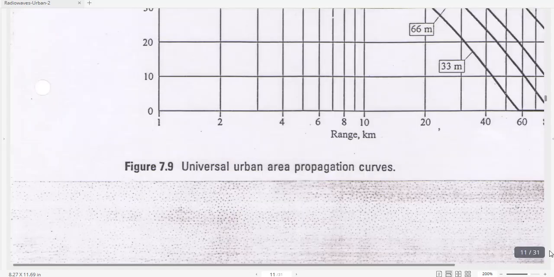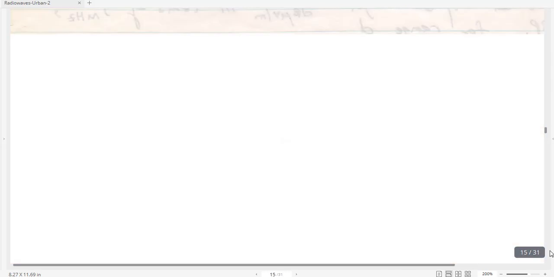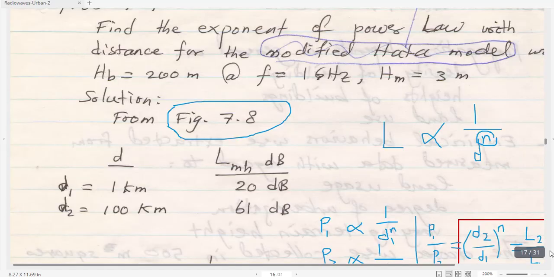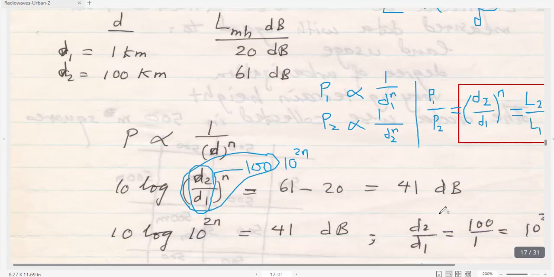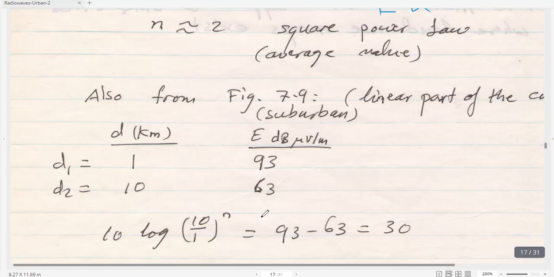Let's go back now and see our question. As we mentioned, at 1 kilometer the received electric field was 93 dB microvolt per meter, and at 10 kilometers the received field was 63 dB microvolt per meter. This is logical because when the distance is small, we receive higher electric field. When the distance is long, we receive lower electric field.